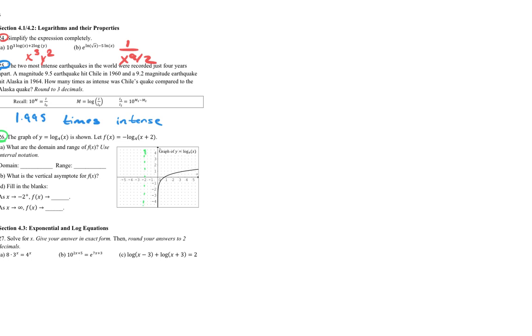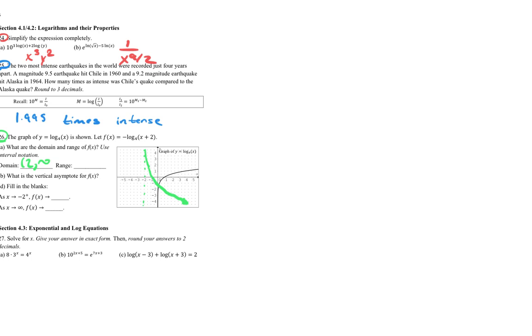And then it's going to be going downwards, kind of like that. So if we look at what are the domain and range of this, we can see that our domain, we never are defined at x equals -2, because we'll have log of 0, which is undefined. So that means that our domain starts at -2, and then we go off towards positive infinity.